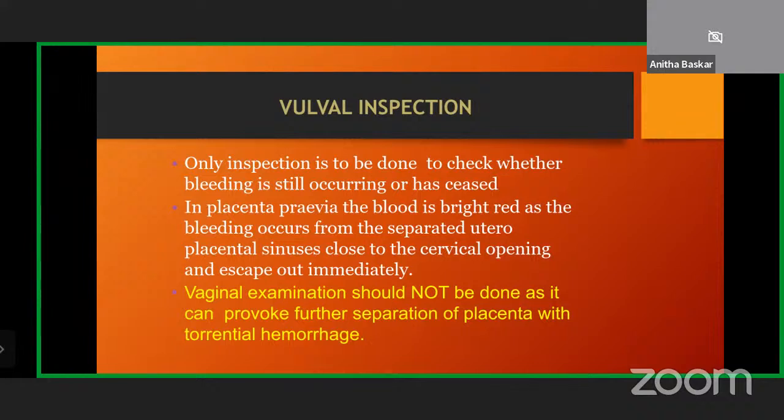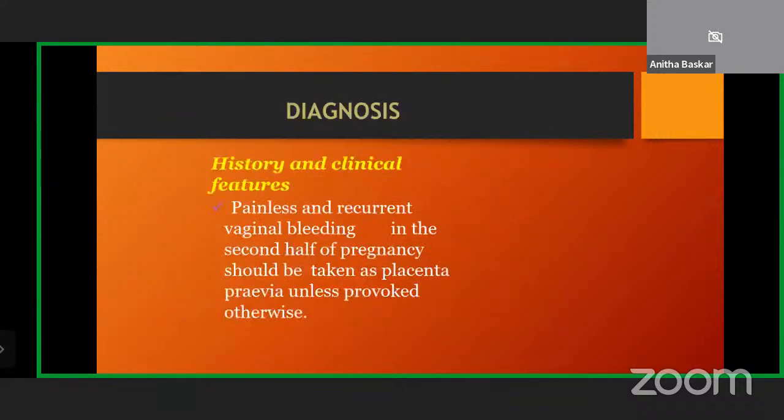The vaginal examination should not be done without confirming the placental position. How will you diagnose the placenta previa? It is from the history. It is a painless and recurrent bleeding present in the second half of the pregnancy, usually unprovoked. How will you confirm? Previously it was only by clinical examination.